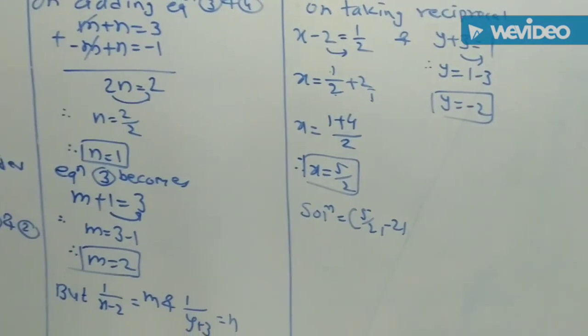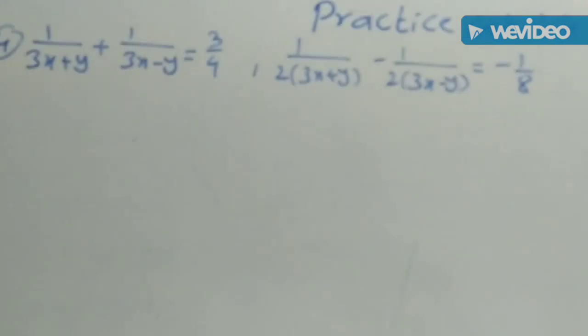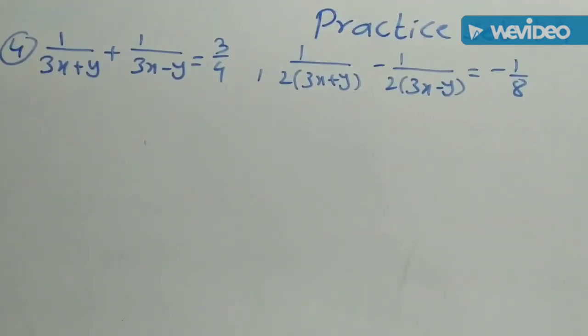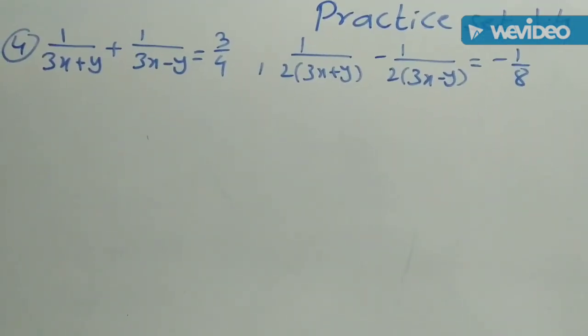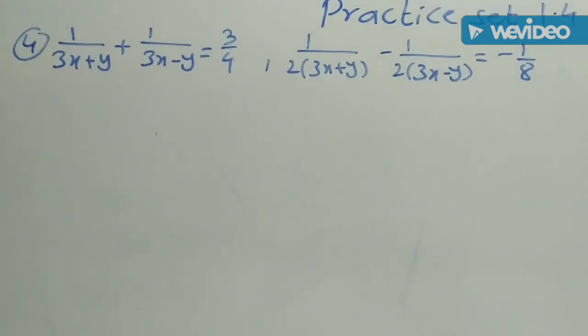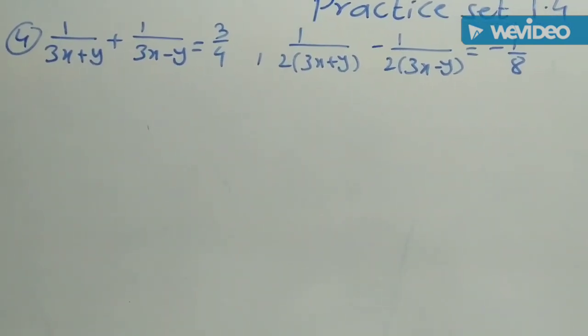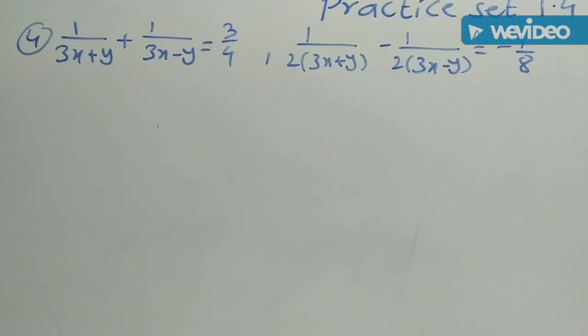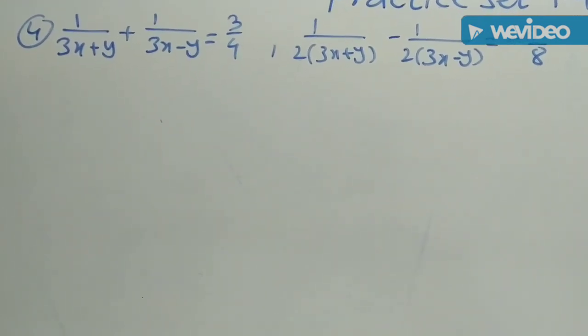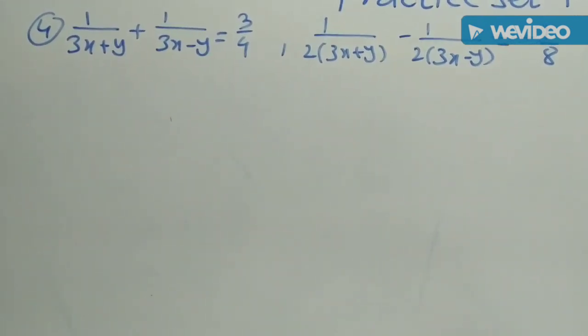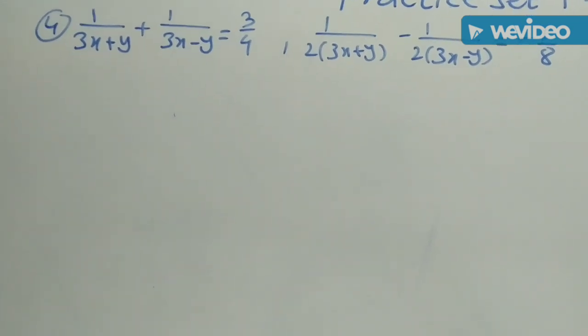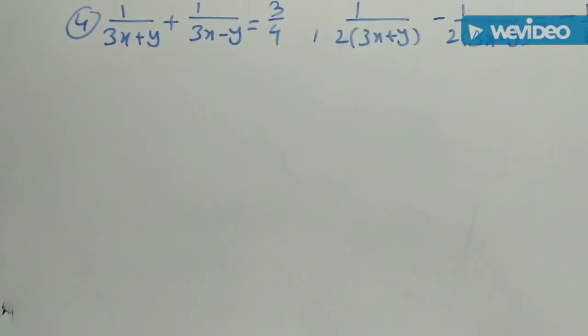That's the equation number 3. Next example is 1 upon 3x plus y plus 1 upon 3x minus y is equal to 3 upon 4, and 1 half into 3x plus y minus 1 half into 3x minus y is equal to minus 1 upon 8. Again, both are non-linear equations.